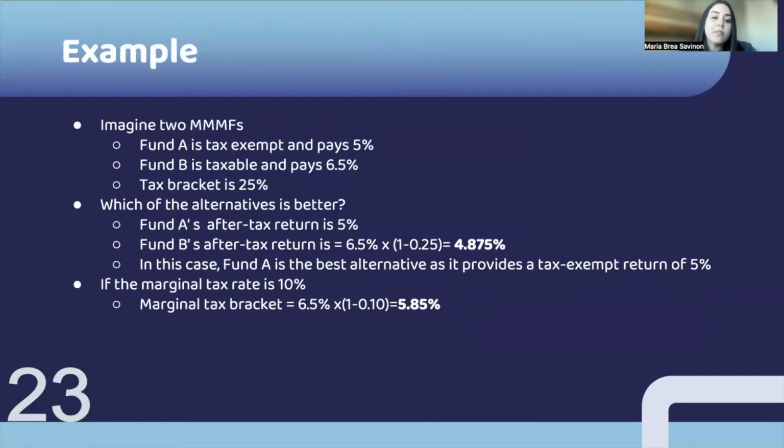However, imagine if you have another alternative where you have a marginal tax rate of 10%. Here, you use the formula again, and you have 6.5% as taxable return times 1 minus the marginal tax rate of 10%, and you will have 5.85%. So this confirms that the higher the tax bracket, the higher the benefit you will have from tax-exempt investment.